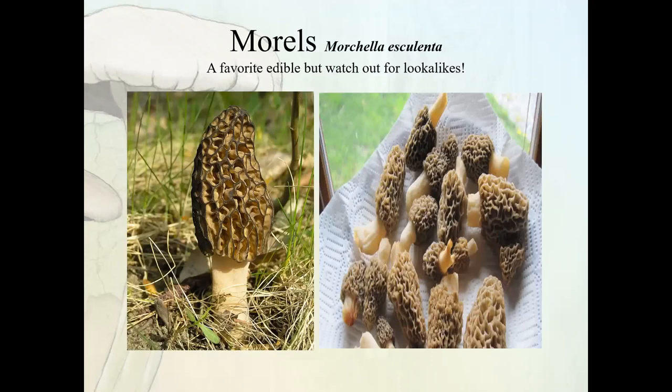And then finally, morels, Morchella, a favorite, but watch out for lookalikes. There's only one that can be a lookalike, that brain. The Verpa. Yeah, Verpa, that doesn't look like any of that to me. But these are morels, very expensive, very tasty. And we're hoping that in the spring, we're setting up a foray and we're going to be looking for morels. So, really cool looking too.